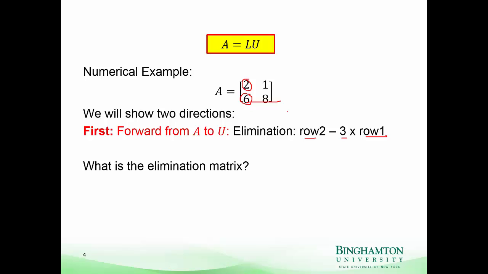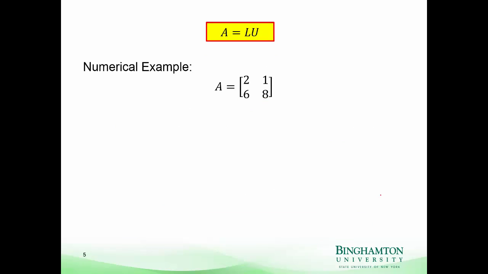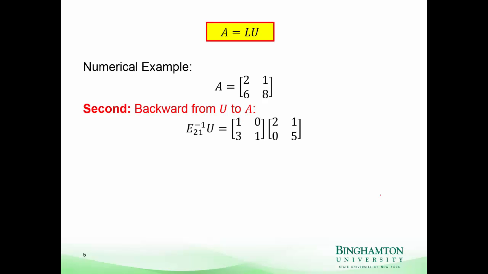So when we do that, what is our elimination matrix? Well, it's going to look like that. So remember, the negative sign here comes from the subtraction part of this. So that's what we're saying here. Pay attention, this is the negative of the multiplier. So the multiplier is really 3. So it'll be this number, the positive 3, that will show up in our L matrix. So here's our numerical example. Let's go backward from U to A and see how that works.